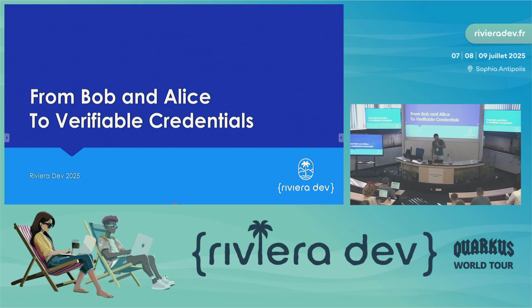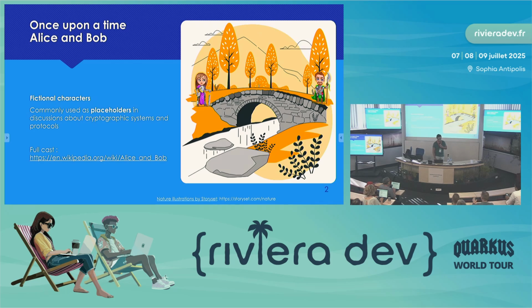Hello everyone, let's start. So I will present to you Bob and Alice, from Bob and Alice to Verifiable Credentials. Once upon a time, there were Bob and Alice.